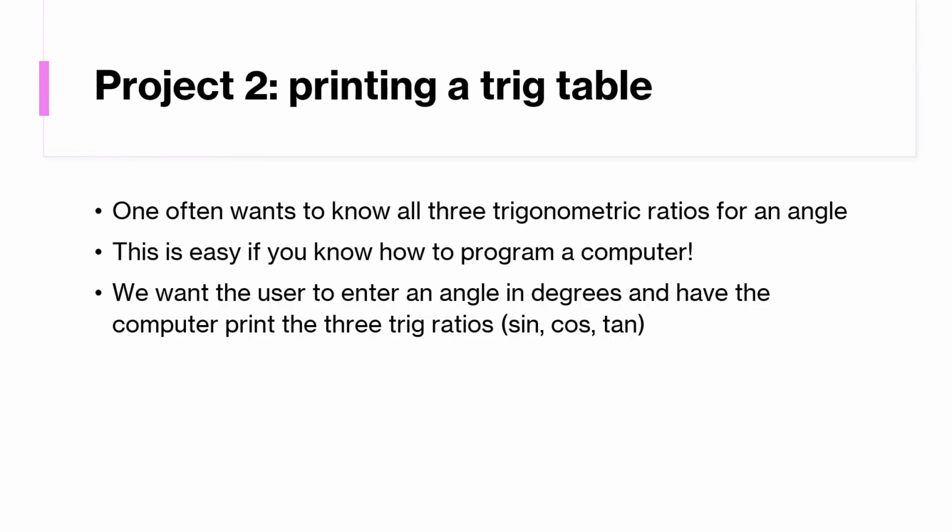Okay, moving right along, our other project for this lab is going to be printing a trig table. People doing mathematical analysis or just trying to build a triangular wheelchair ramp or something often want to know all three of the trigonometric ratios for an angle. This is easy if you know how to program a computer. We want the user to enter an angle in degrees and have the computer print the three trig ratios: sine, cos, tan.